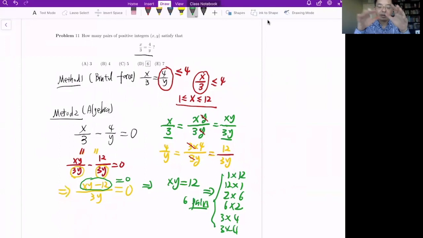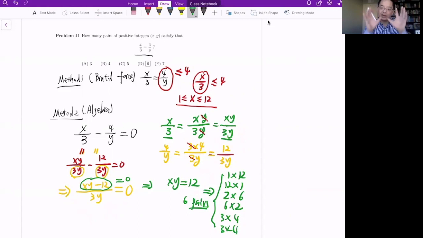So my point is there are two ways to solve the problem. The first one, I think the majority of you probably used, is just brute force. You realize the fraction cannot go beyond 4, so x cannot go beyond 12. So you just try each number from 1, 2, 3, all the way to 12 to find those numbers that work for you. Method 2 is algebra. This is a little bit more advanced, but essentially it's the same. The only difference between algebra and regular numbers is we just work with letters. So let's pretend those letters are numbers.